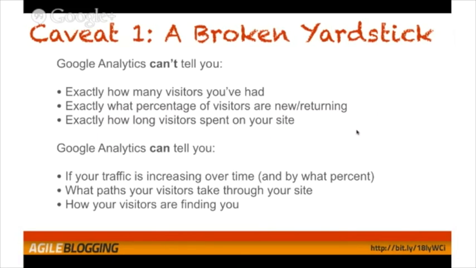The first thing to know is that Google Analytics is fundamentally a broken yardstick. It can't tell you exactly how many visitors you've had. It can't tell you exactly what percentage of visitors are new or returning. It can't tell you exactly how long visitors are spending on your site. We talked a little bit about that before. And if you're starting to see the trend here, it's that Google operates on the basis of a couple of different things. Things like visitors who don't use JavaScript or visitors who clear their cookies will skew your data.